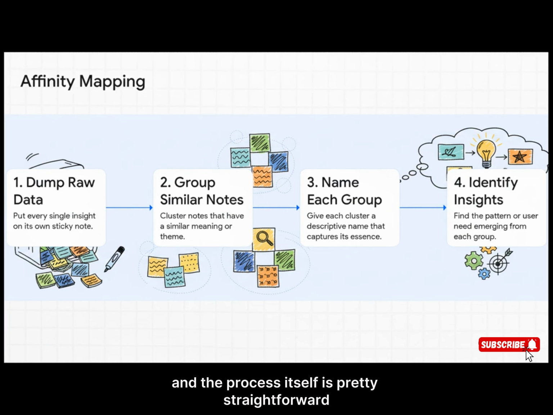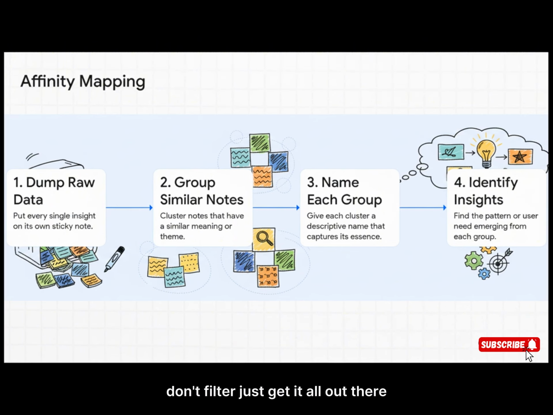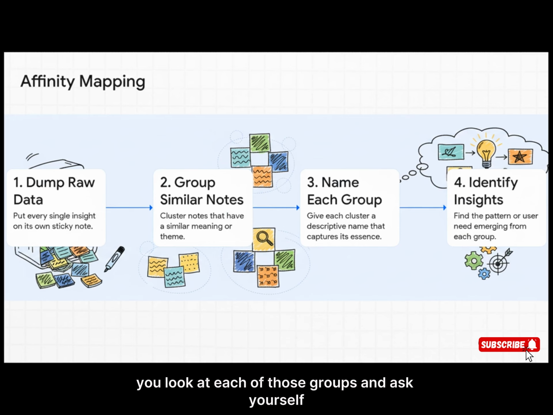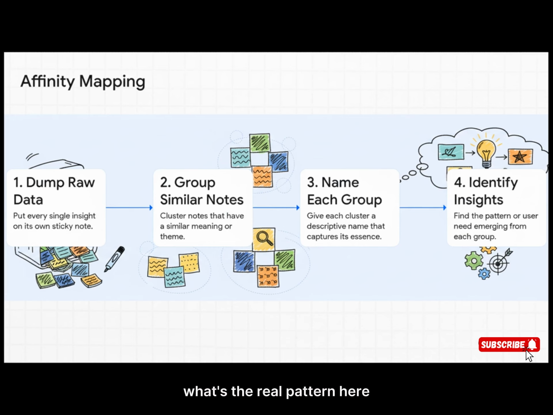And the process itself is pretty straightforward. Step 1 is just a data dump. Get every single insight onto its own sticky note. Don't filter, just get it all out there. Then you start grouping similar notes together. When you've got a cluster, you give it a name that really captures what it's all about. And then, the last and most important step, you look at each of those groups and ask yourself, what's the real pattern here? What's the user need that's popping out?